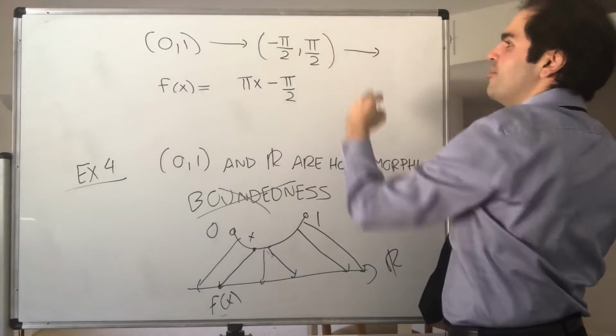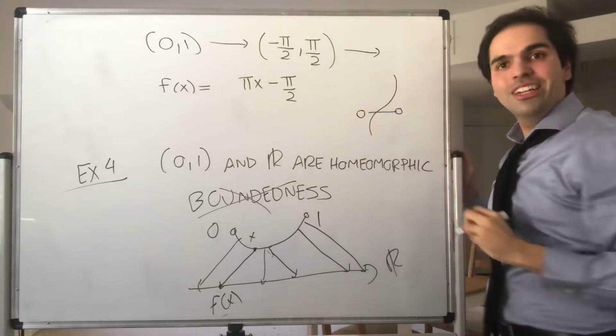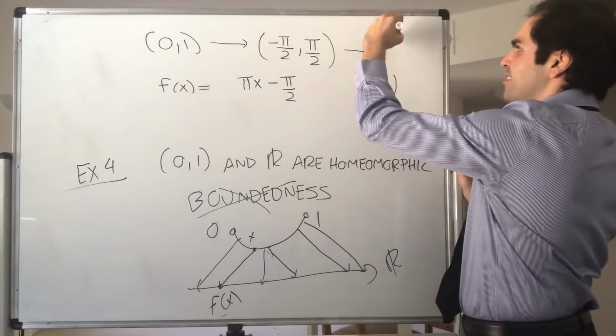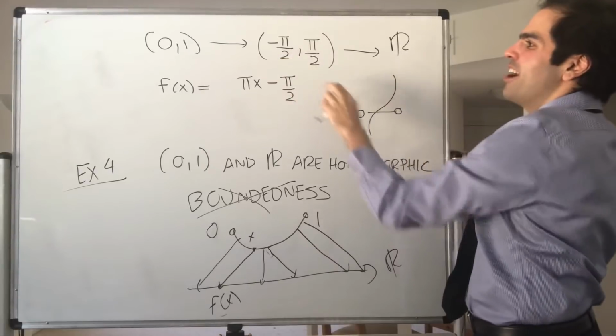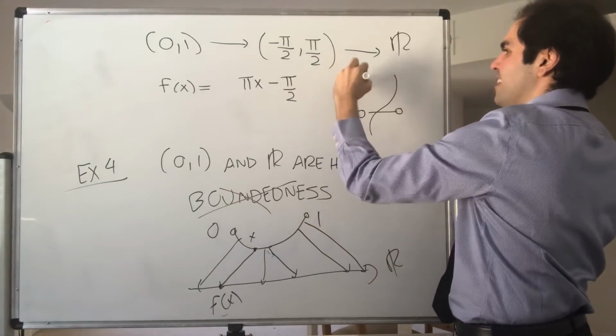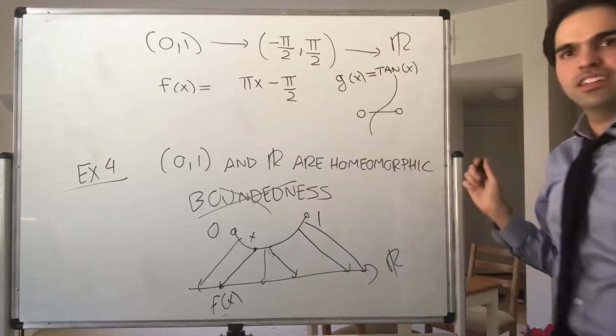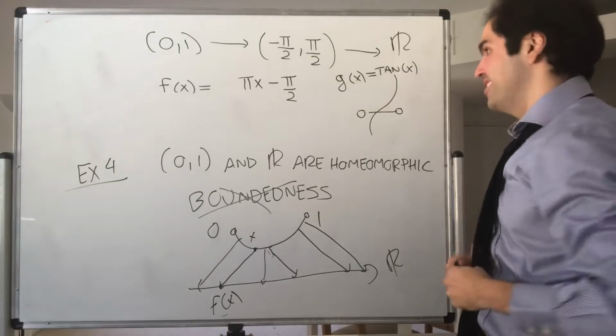And how do you get from minus pi over 2 to pi over 2 to R? Well, with the celebrated tangent function. So from minus pi over 2 to pi over 2 to R, you just take g of x to be tangent of x. And what is the inverse? It's arctangent, which is continuous.